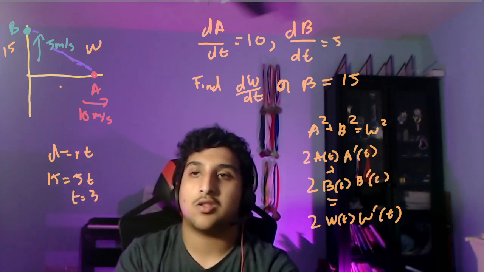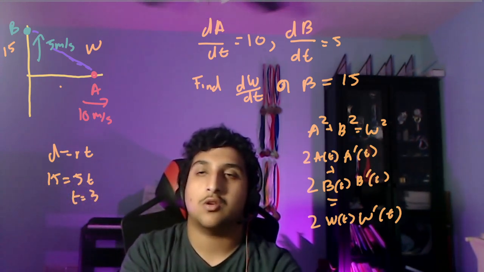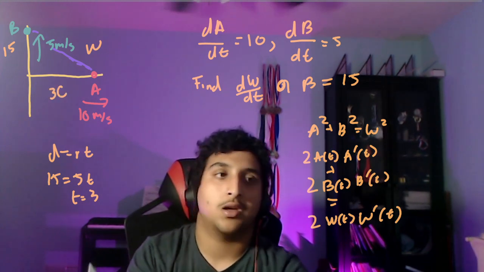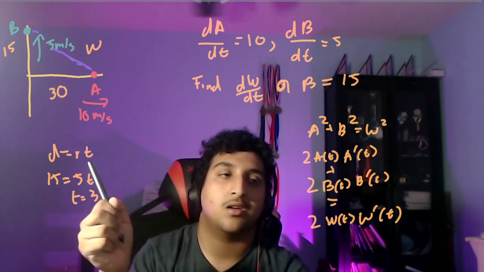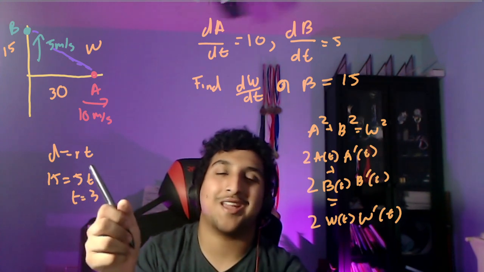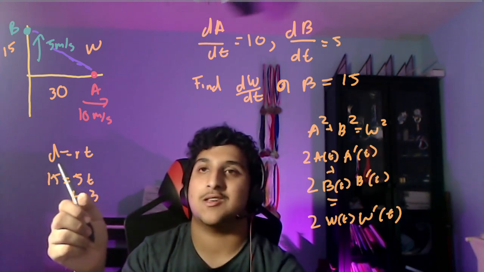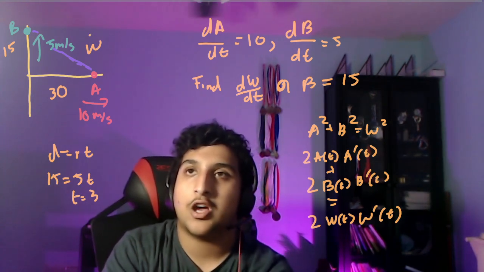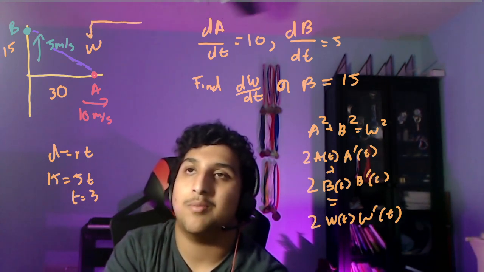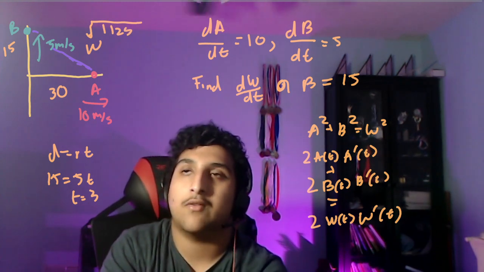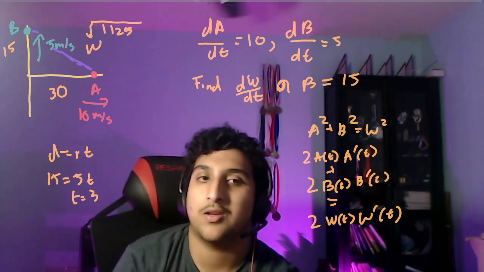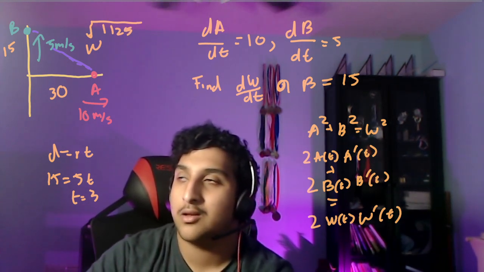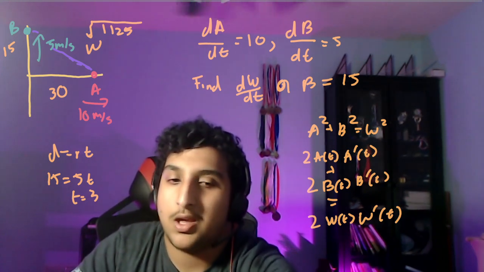3 seconds is just going to mean 30, because, I mean, 10 is the rate and 3 is the time, so the distance is going to be 30. So we know A, B, and then we can just find W. For now, I'm just going to leave it in its square root form. So it's just going to be 1125. Great. So now all we have to do is plug this in.